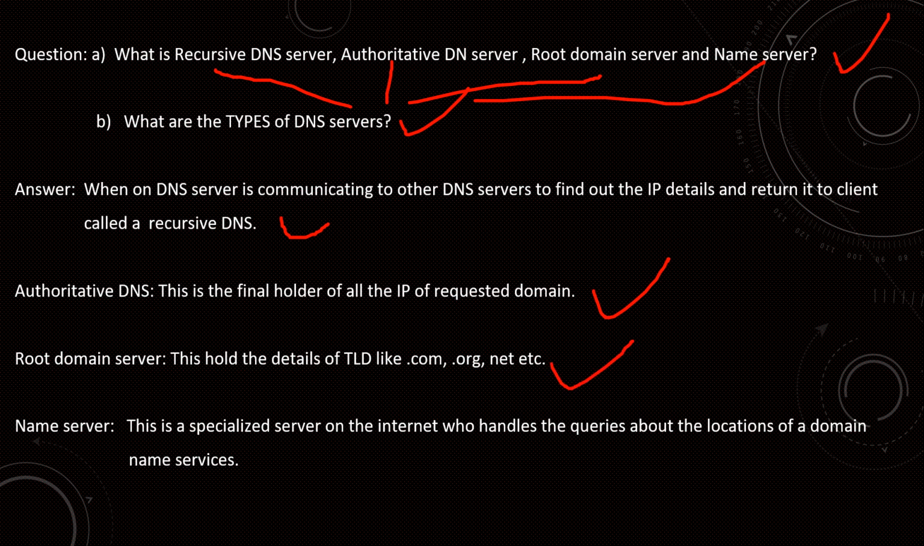Third thing is the root domain server. This holds the details of the top level domains like .com, .org, .net, etc. So these details are saved in the root domain server, as we saw in the second last slide. Last is the name server, right? These are specialized servers which handle the queries, the information about the locations of domain name services. So this is our name server.